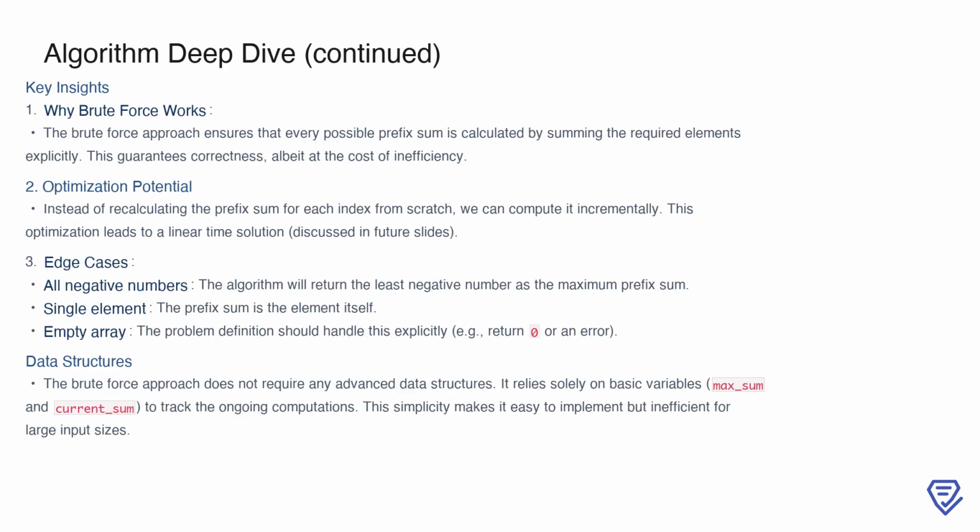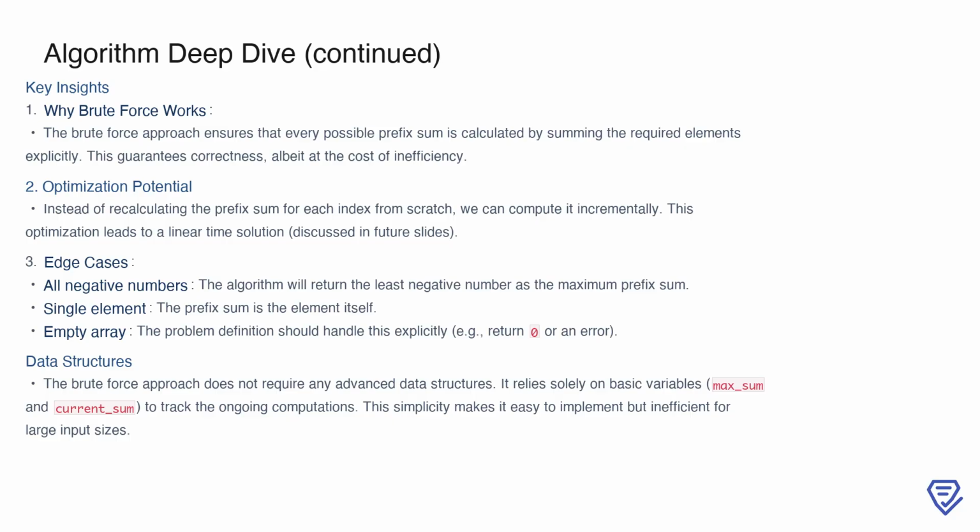This brute force method works because it explicitly calculates every possible prefix sum, ensuring correctness. However, it is inefficient due to redundant calculations, such as repeatedly summing overlapping parts of the array. To optimize, we can compute prefix sums incrementally rather than starting from scratch for each index. This leads to a more efficient linear time solution, which will be explored later.